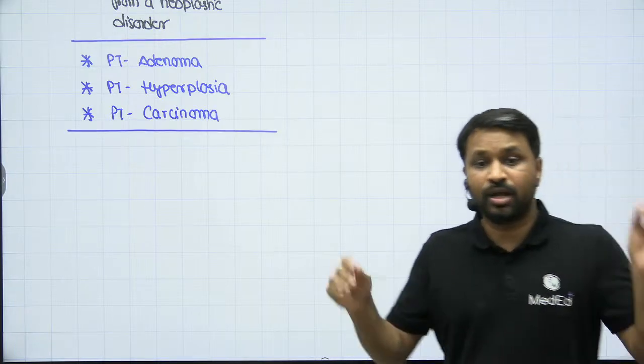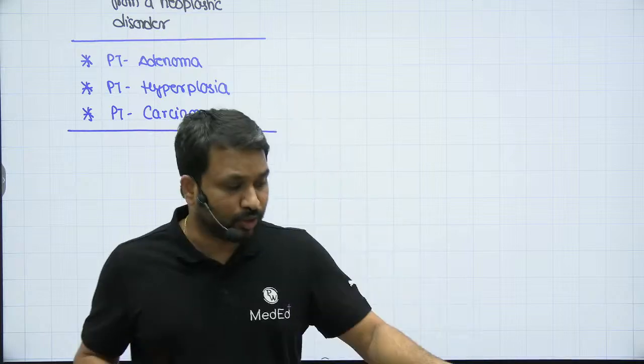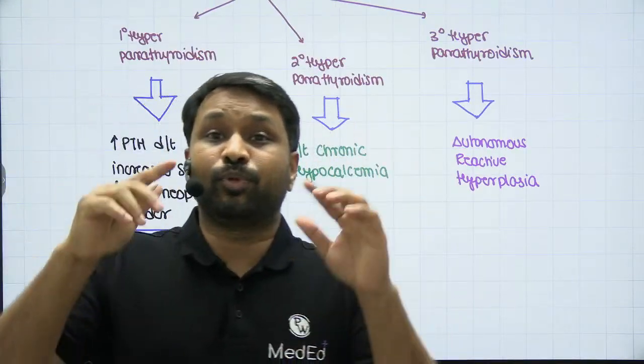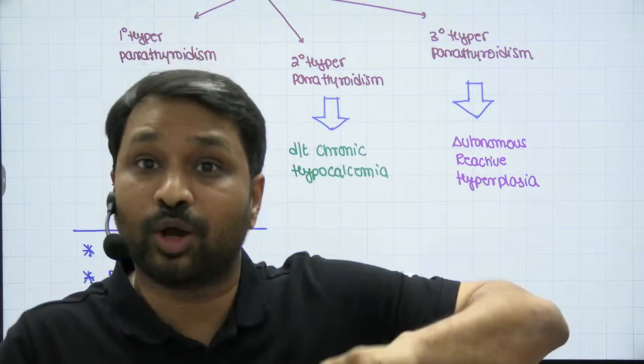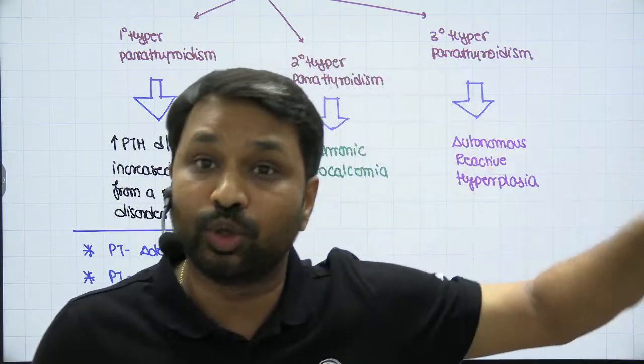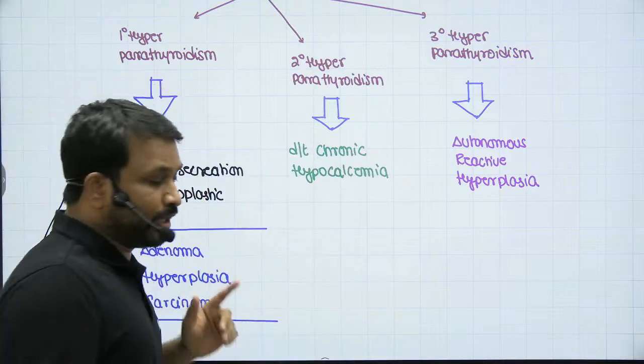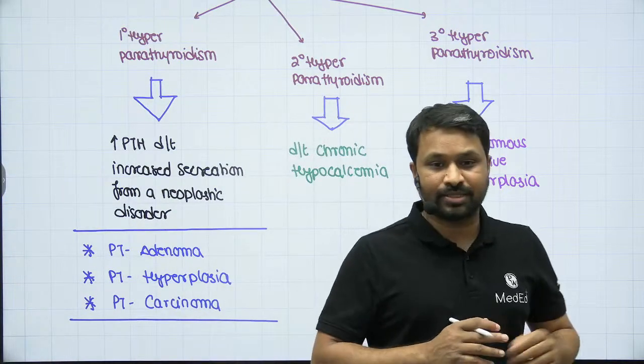The take-home message you need to understand: in primary hyperparathyroidism, the gland is producing more hormone because there are new cells or new tissue that is formed, and that is secreting more hormone. Hence, it is going to be your parathyroid carcinoma.